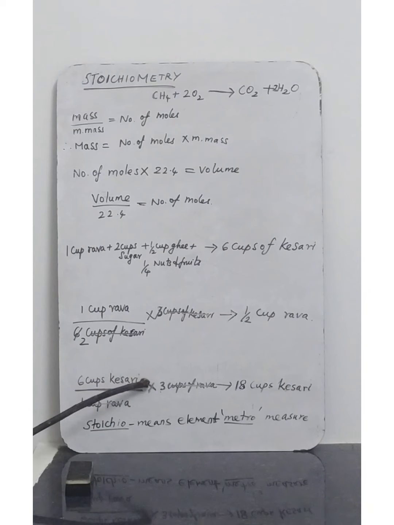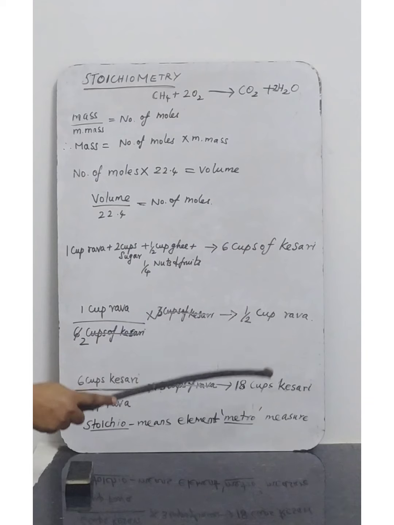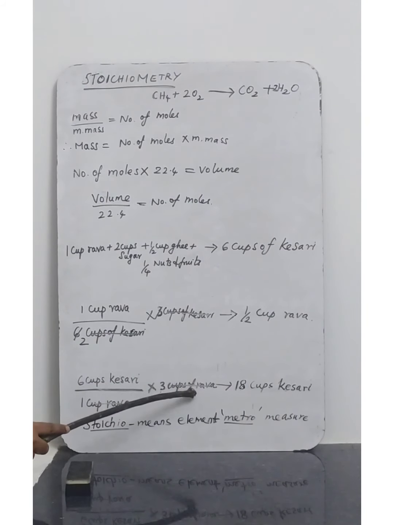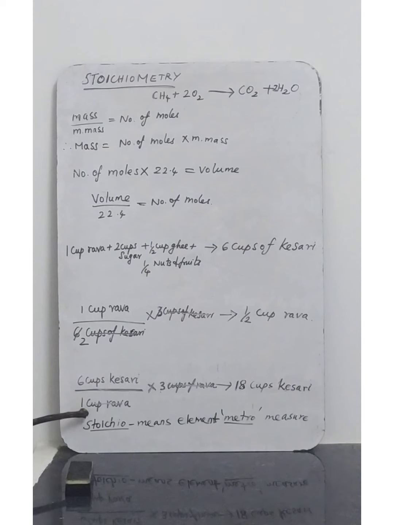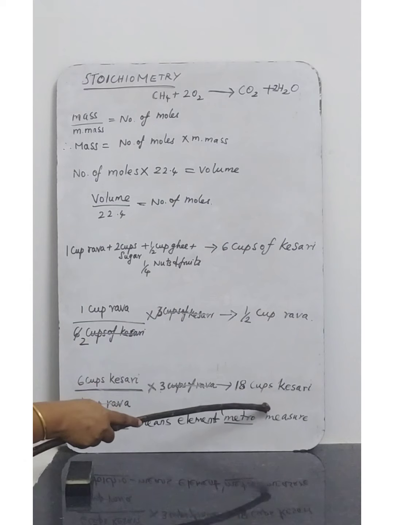To prepare 6 cups of kesari, we need 1 cup of rava. Therefore, from 3 cups of rava, how many cups of kesari can we prepare? So it is 6 cups of kesari divided by 1 cup of rava into 3 cups of rava. Because from 3 cups of rava, that is what we want to calculate. We already know that from 1 cup of rava, 6 cups of kesari is prepared. Understood? Which one do you want?